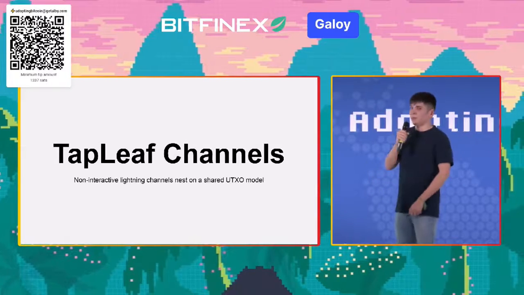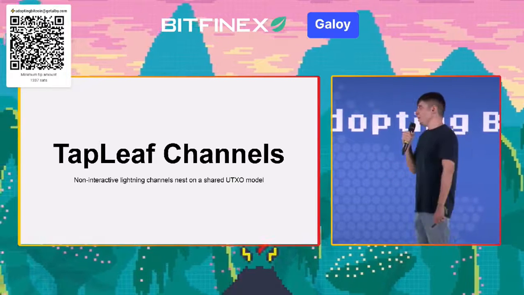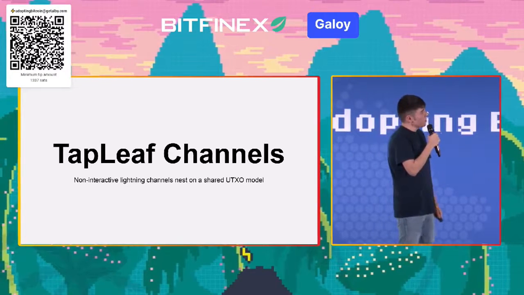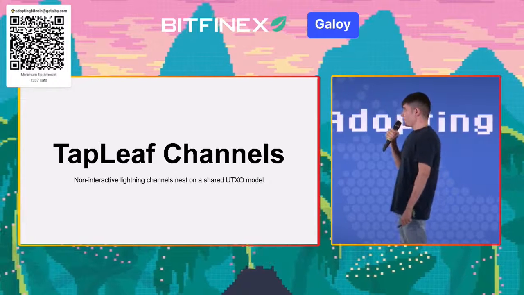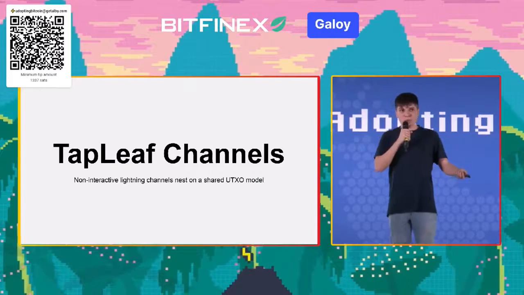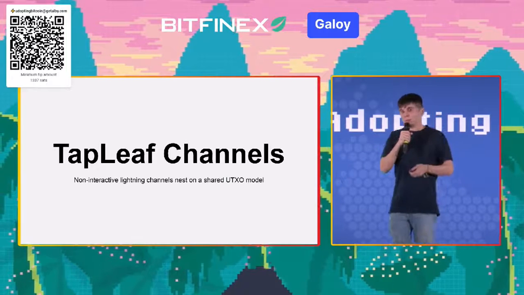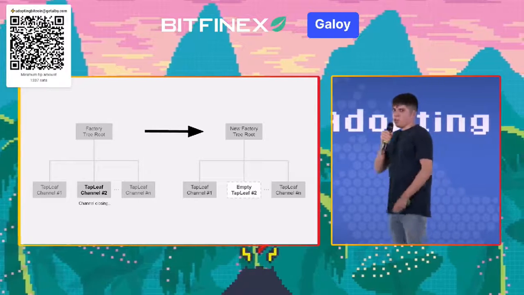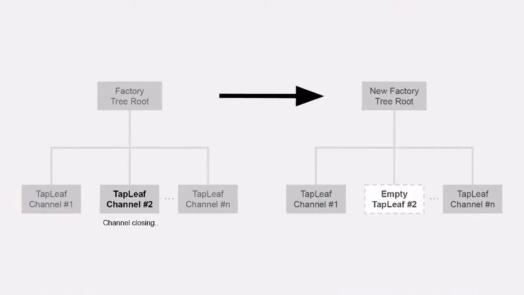But we need to iterate this idea further because it scales a little better, but you still need a UTXO representation for a channel. And here's where tap-leaf channels come in. So tap-leaf channels are basically non-interactive channels nested on a channel factory on a shared UTXO model. I guess channel factories are nothing new, but this approach is using OP_TAPLEAF_UPDATE_VERIFY, which is another soft fork proposal.